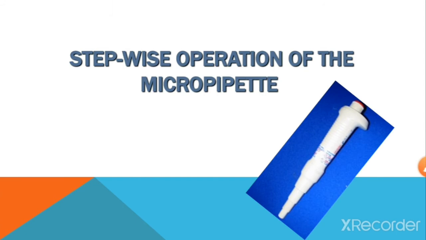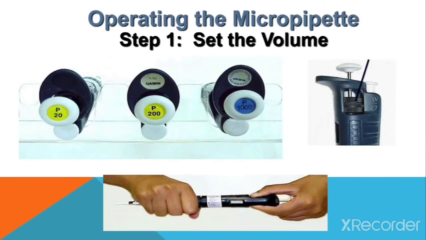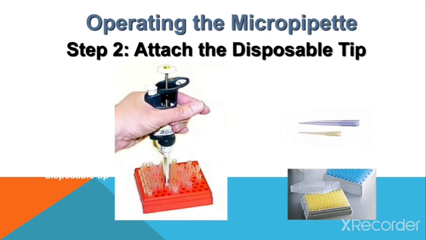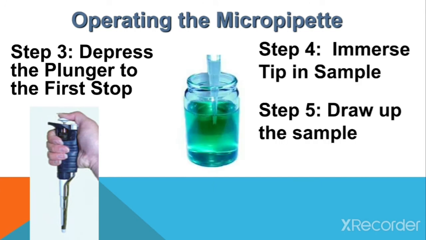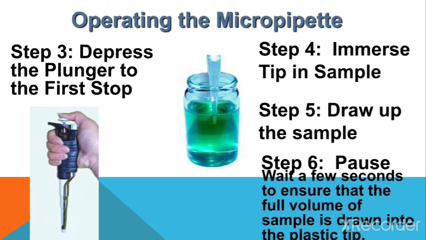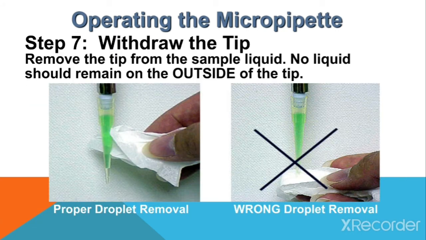Now let's see stepwise operation of the micropipette. Now first one, we have to set the volume, then second, attach the disposable tip, then depress the plunger to the first stop, then draw up the sample, then pause, wait a few seconds to ensure that the full volume of sample is drawn into the plastic tip or not. After that, we withdraw the tip. Now here we have to remove the tip from the sample liquid.